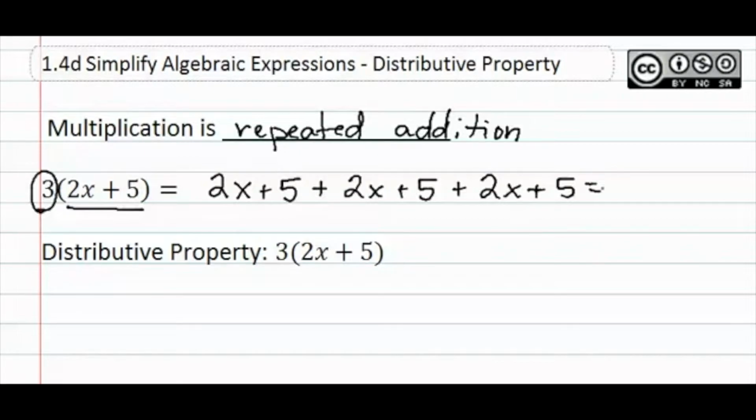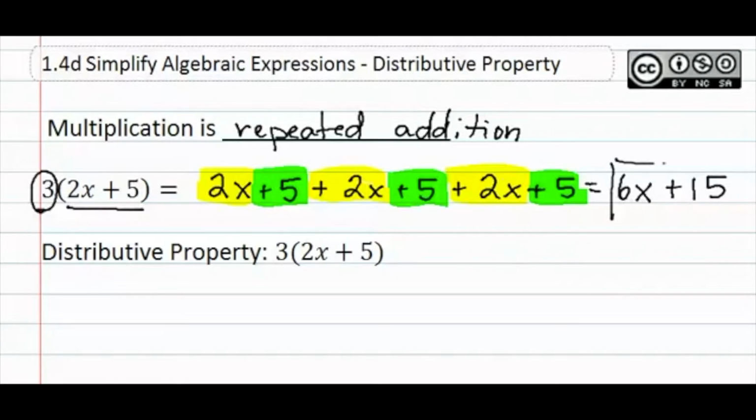In this example, if we combined all of the like terms, meaning all of the 2x's, or remember a like term is merely something that has similar variables and exponents, and then all of the numbers, we would have 2x plus 2x plus 2x, which means we would do 2 plus 2 plus 2, which would give us 6 x's. Then we have 5 plus 5 plus 5, which gives us 15. Therefore, 3 times 2x plus 5 is 6x plus 15.